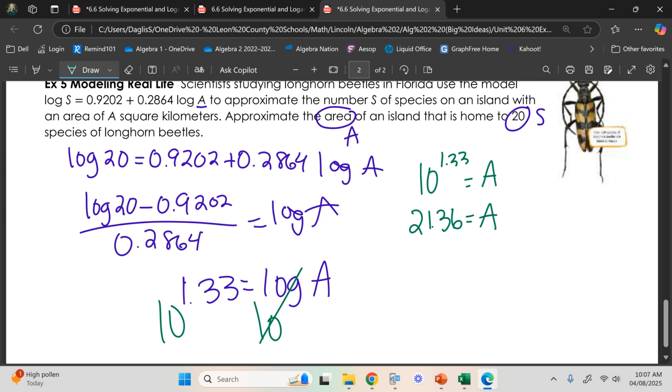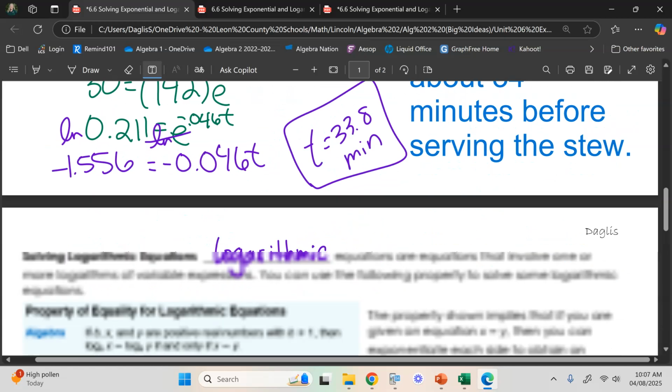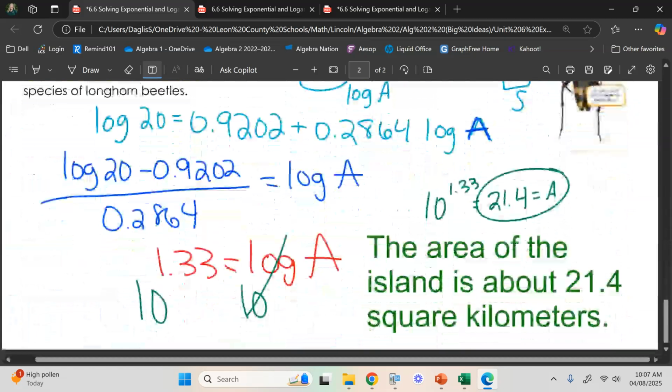So to answer the question, because it wants to know the approximate area of an island, the area of our island is about what? About 22 square kilometers, or you can say about 21.36, 21.4. Lots of ways to answer this one. Here are mine. The area of the island is about 21.4 square kilometers with its 20 species of longhorn beetles.